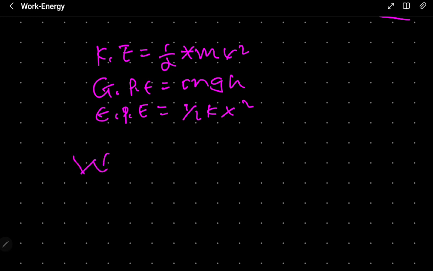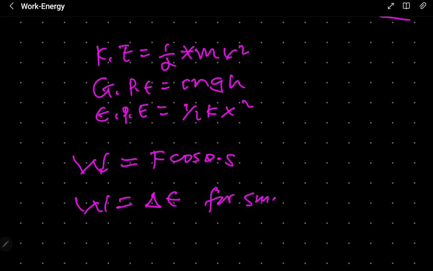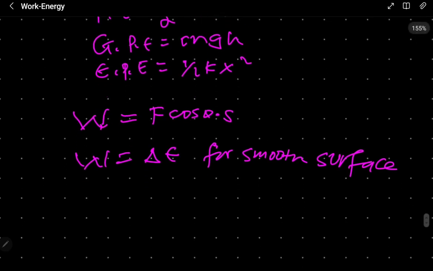Now, work done is the amount of energy transferred or transformed. So the work done has different formulas. In the case you have force and displacement, you put the force times cos theta times the distance. But work done generally is equal to the change in energy. This is for a smooth surface, where there is no friction. For a smooth surface, the work done is equal to the change in energy.